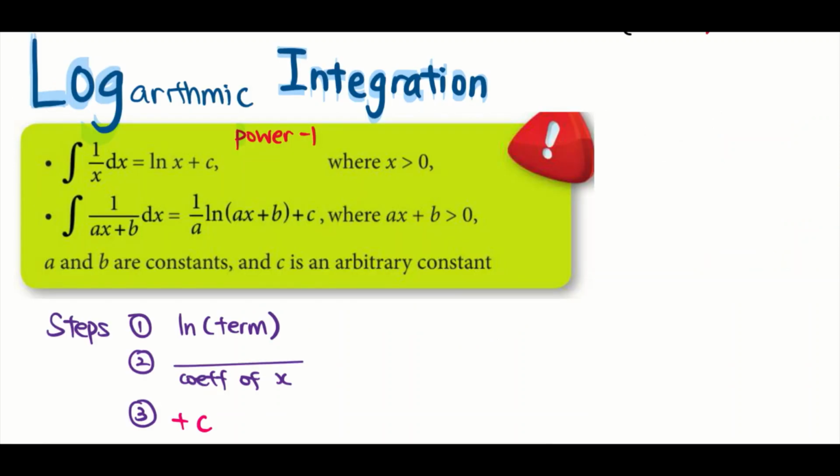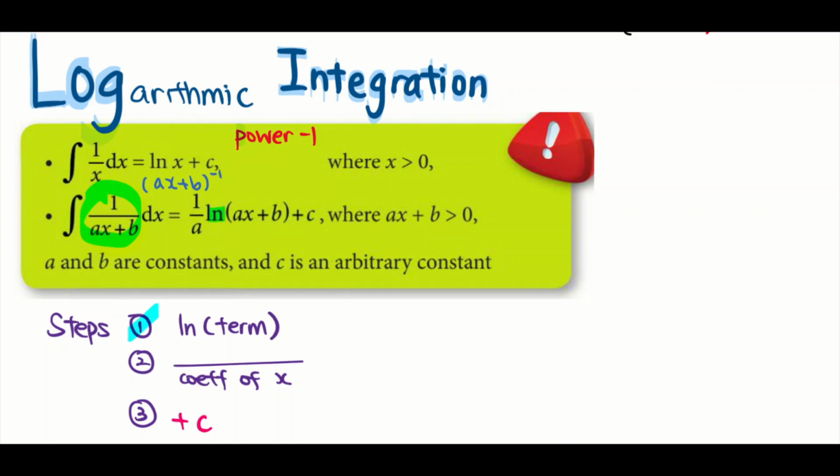So now we come to log integration, or logarithmic integration, where the power is always -1. When your power is -1, for example 1 over ax plus b, you can change it to (ax plus b) power -1. You need to know it's an ln case. So your steps will go like this.